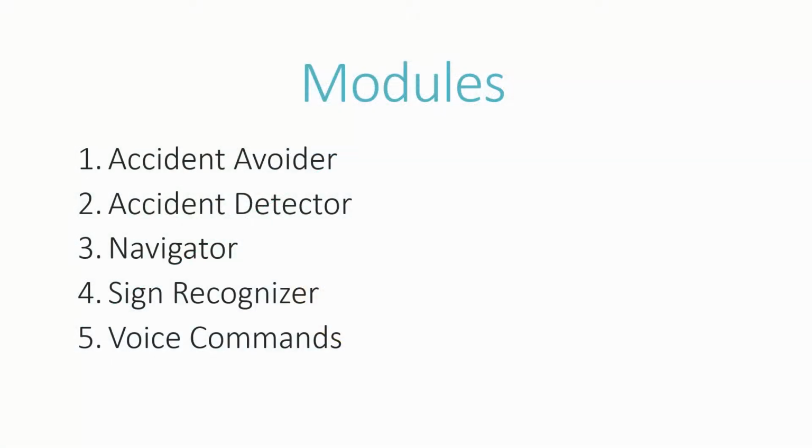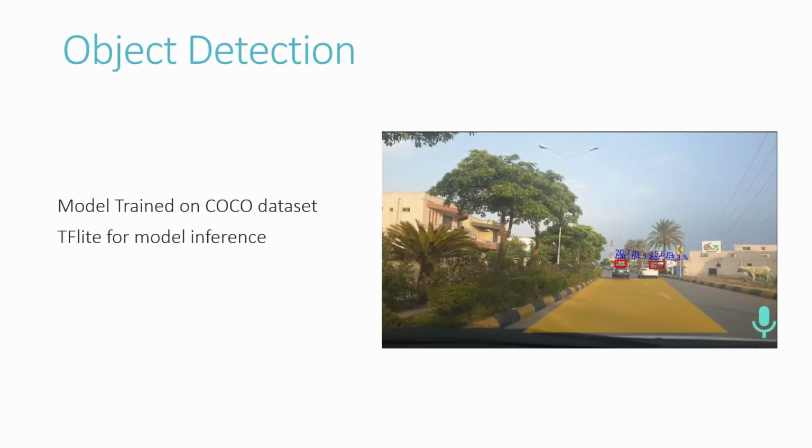Our project is comprised of 5 modules, namely Accident Avoider, Navigator, Sign Recognizer, Accident Detector and Voice Commands. Accident Avoider has object detection, for which we are using an object detection model that is trained on the COCO dataset and converted to TensorFlow Lite in order to optimize its performance without losing too much accuracy.